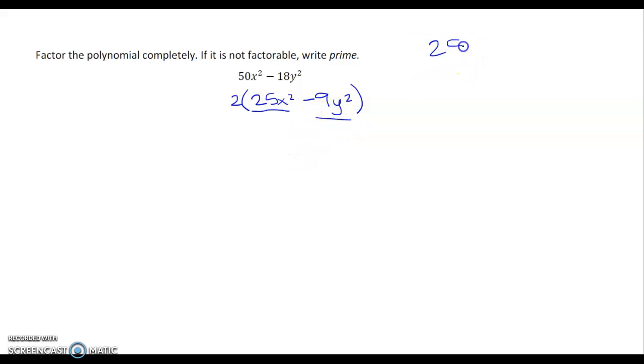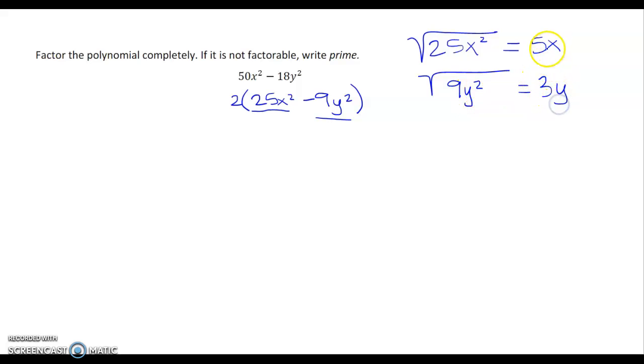Is 25x squared a perfect square? Could I take the square root of that and have an even answer? Well, square root of 25 is 5, square root of x squared is x, so yes. Okay, what about square root of 9y squared? Well, similarly, square root of 9 is 3, square root of y squared is y, so those are both perfect squares, so I have here a perfect difference of squares.